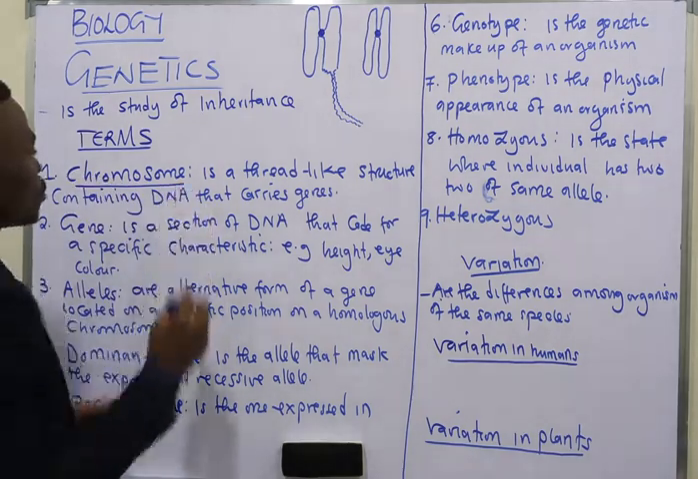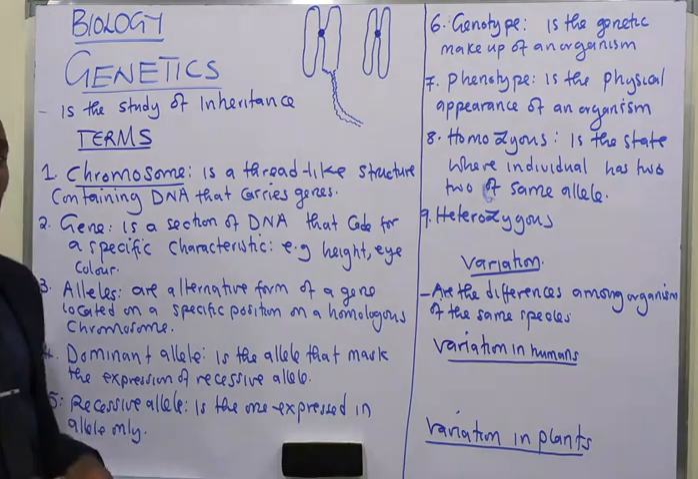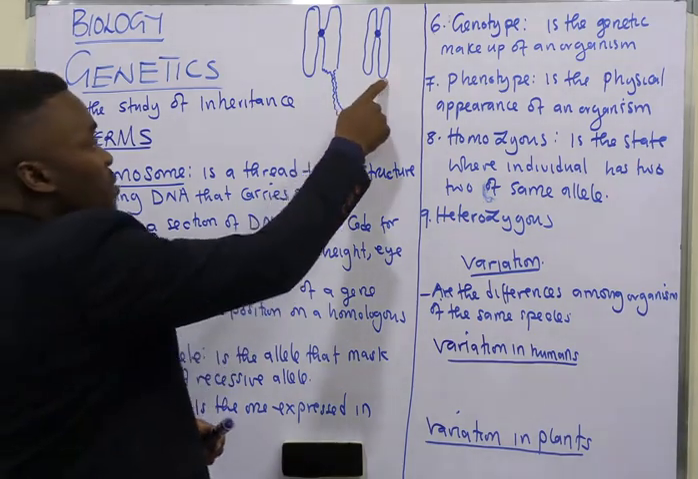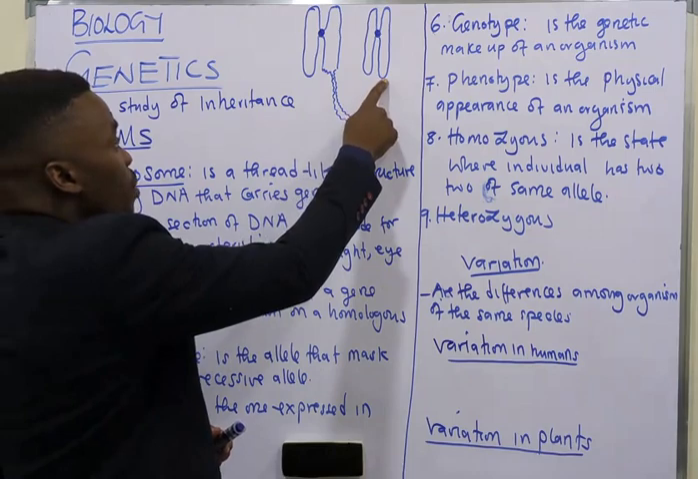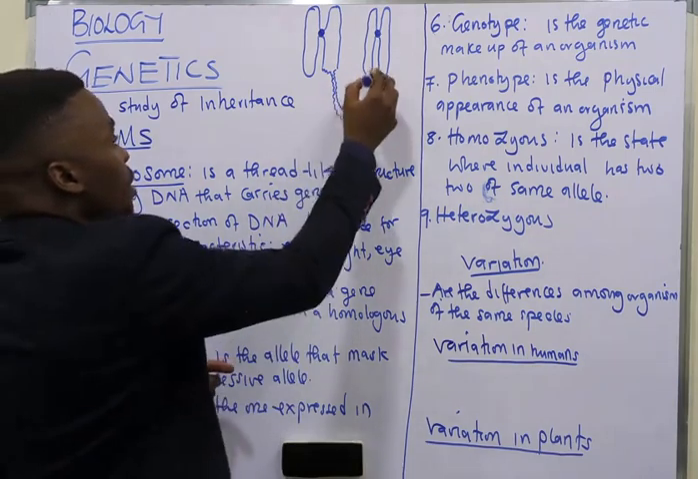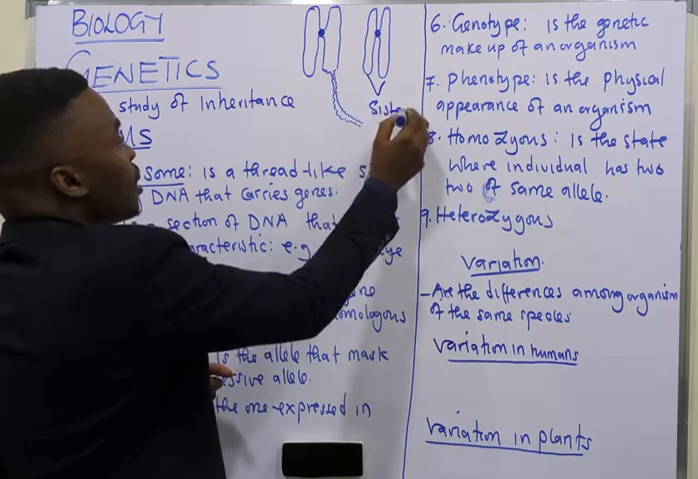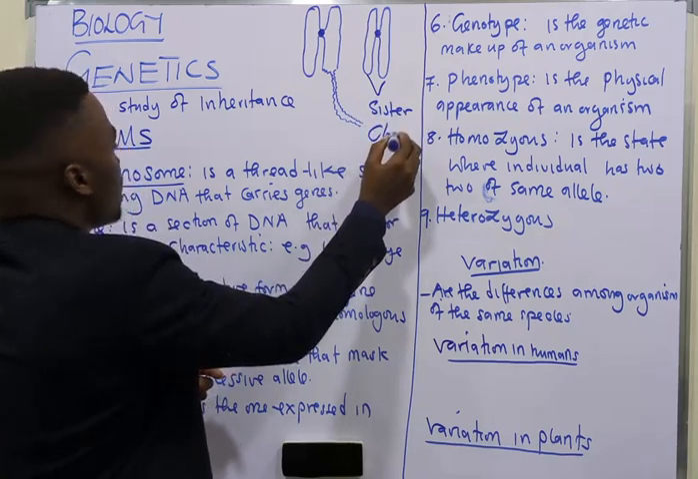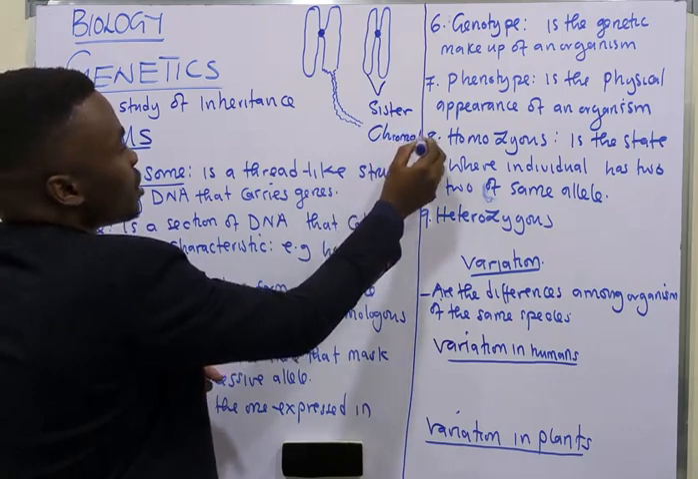What is a chromosome? Now, when you hear of the chromosome, you should think of something like this. So this is a homologous chromosome, with these known as sister chromatids. So this is the chromosome.